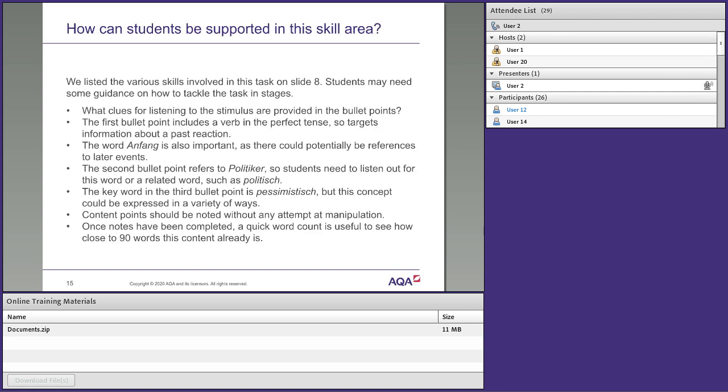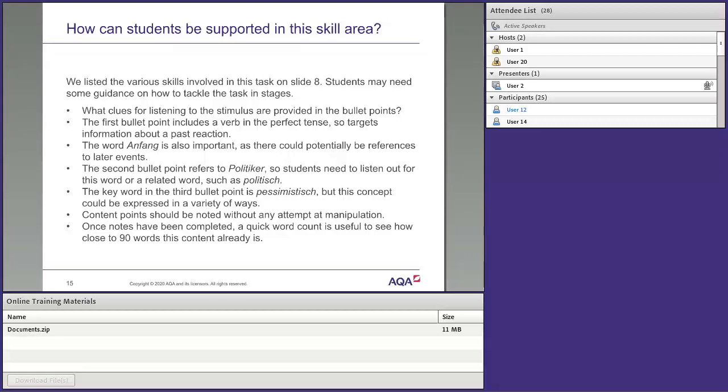So how can we support our students in this skill area? We listed the various and many skills involved in this task on slide 8, and students may need some guidance on how to tackle the task in stages and in a methodical way. What clues for listening to the stimulus are provided in the bullet points?